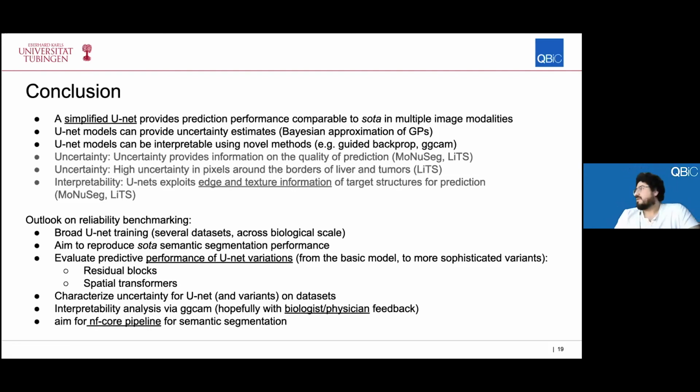And as soft statements that I can make, indeed the uncertainty, predictions with high uncertainty give you a good indication of the quality of the prediction. So false positives usually come with high uncertainty values as well. And that indeed these models exploit the edge and texture and shape of the objects that we need to detect to make predictions, which is encouraging.